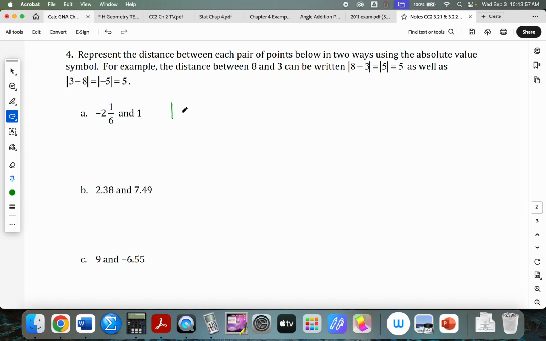I could do the absolute value of -2 1/6 minus 1. The distance between a pair of points is always found by subtracting. So -2 1/6 minus 1, that's going to be -3 1/6. And the absolute value of that will be +3 1/6.